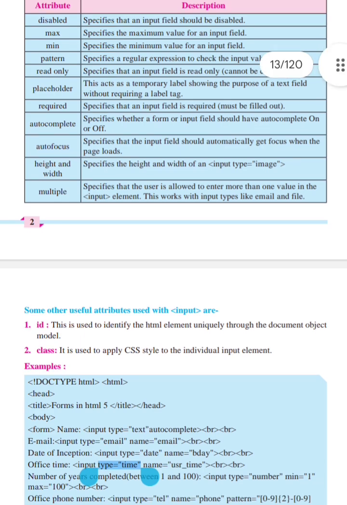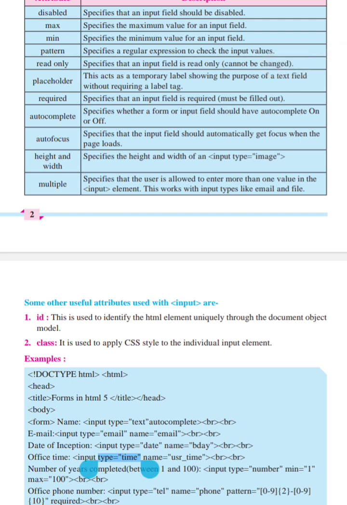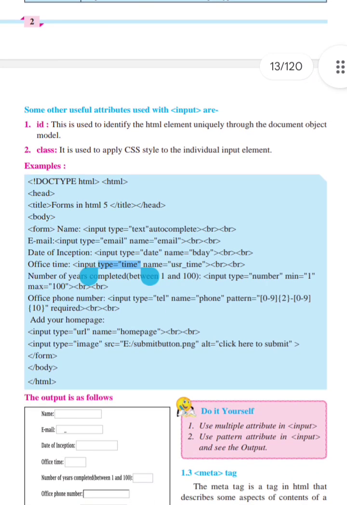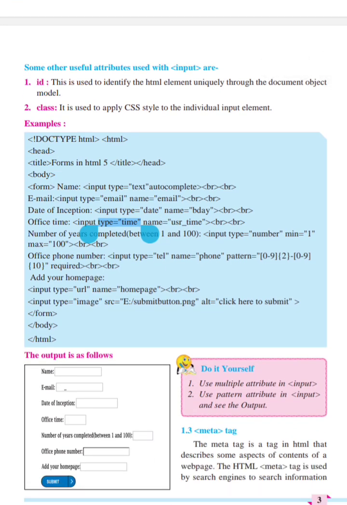Then we have multiple, which specifies that the user is allowed to enter more than one value in the input element. This works with input types like email and file. We have two more attributes used with input, that are id and class. ID is used to identify the HTML element uniquely through the document object model. And second, we have class. It is used to apply CSS style to the individual input element.